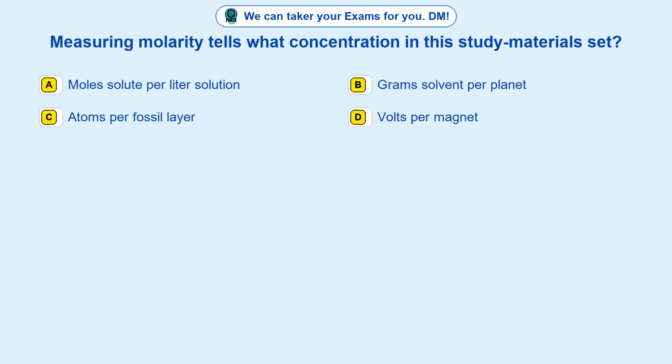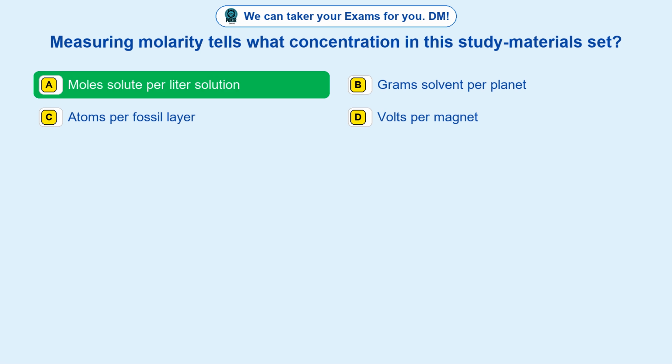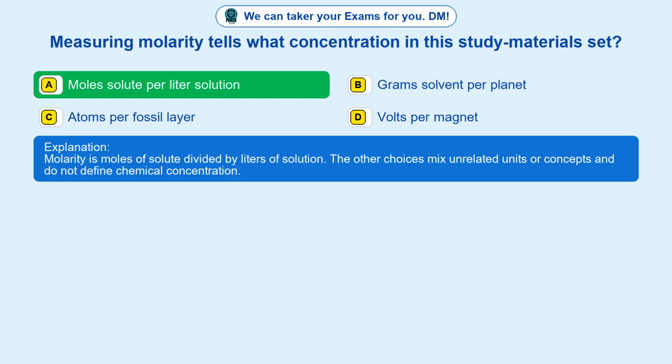Question 45. Measuring molarity tells what concentration in this study material set? Option A, moles solute per liter solution. Option B, grams solvent per planet. Option C, atoms per fossil layer. Option D, volts per magnet. The correct answer is option A, moles solute per liter solution. Molarity is moles of solute divided by liters of solution. The other choices mix unrelated units or concepts and do not define chemical concentration.